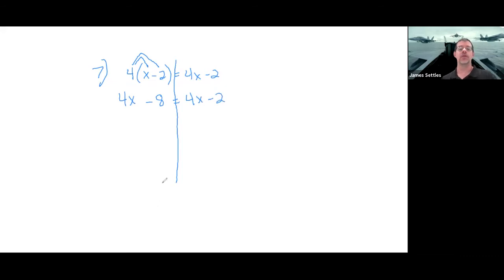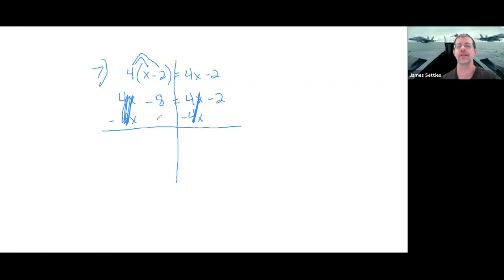All right, so now when we look at this, we got x's on both sides. So we get rid of the smallest one, but they're both the same. So this is going to be another special one. I'm just going to get rid of this one. So minus 4x and minus 4x. So all my x's disappear whenever they're the same.